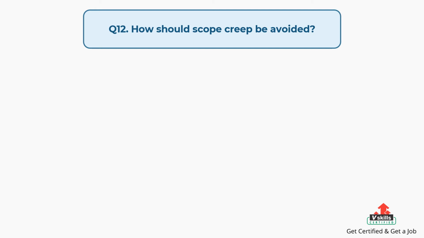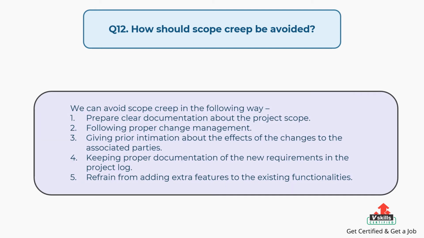Question number 12. How should scope creep be avoided? The answer is, we can avoid scope creep in the following way. First, prepare clear documentation about the project scope. Second, following proper change management. Third, giving prior intimation about the effects of the changes to the associated parties. Fourth, keeping proper documentation of the new requirements in the project log. Fifth, refrain from adding extra features to the existing functionalities.